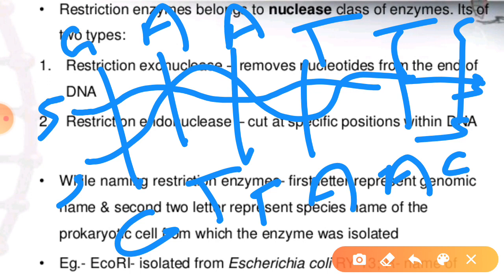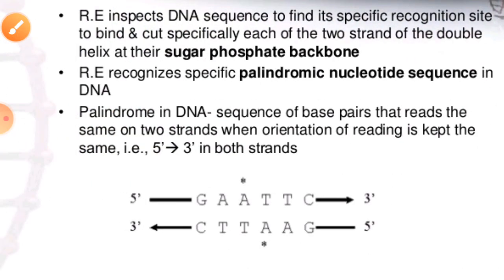Especially the DNA sequences and base pairs that read the same on the two strands whenever the orientation of the reading is done. जब DNA के दोनों strands पे उसको read करेंगे, चाहे वो 5 prime to 3 prime हो, चाहे 3 prime to 5 prime हो, they will always be the same, right. So those sequences can be cut with the help of the endonuclease enzyme. So it is very important from the point of view of this topic. I think you will understand this.